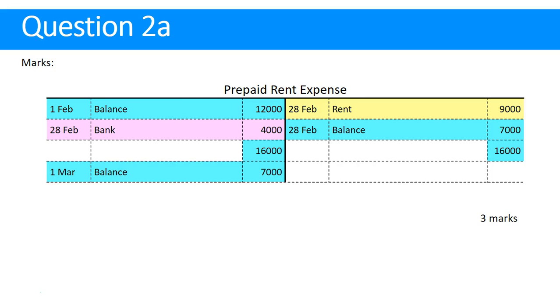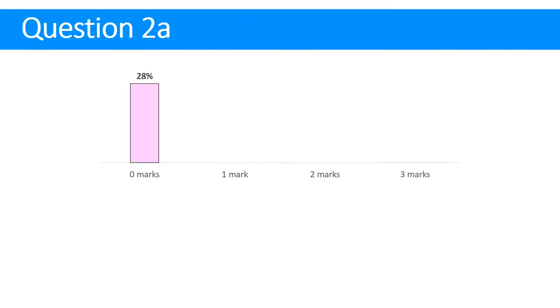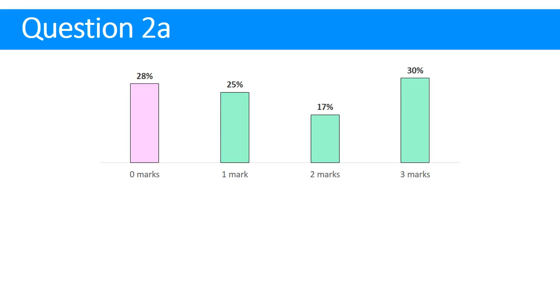Looking at the mark breakdown, 28% of students couldn't get one mark on this question, showing that it was quite difficult. 25% got 1, 17% got 2, and 30% got 3. So a lot of disparity in the results here. Basically the same number of students who got 0 also got 100% as well.